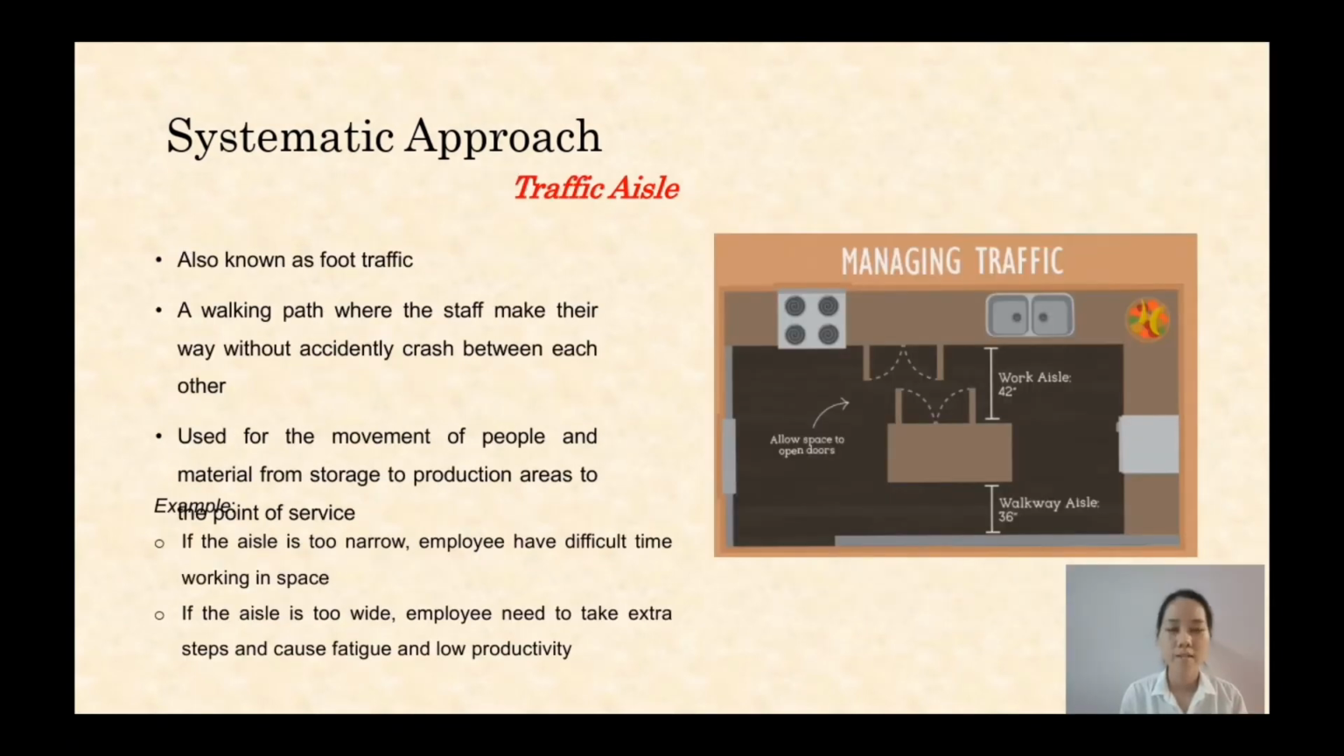So next one is the traffic aisle. Traffic aisle is also known as foot traffic. It is a walking path where the staff make their way without accidentally crashing into each other. It is used for the movement of people and material from storage to the production area and to the point of service. The traffic aisle must be spacious enough to carry carts or containers, because everyone is busy with their tasks, and this is a way to reduce danger in the kitchen.